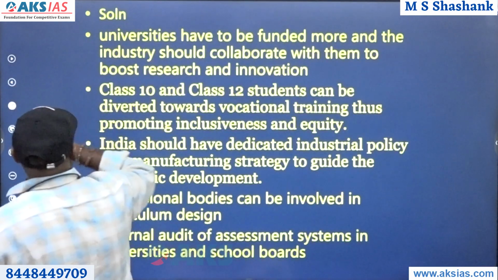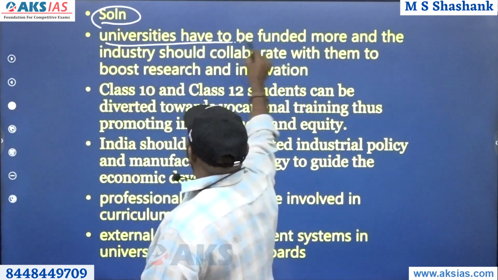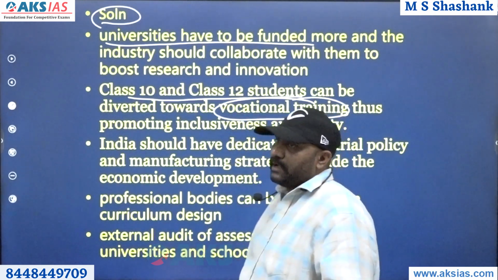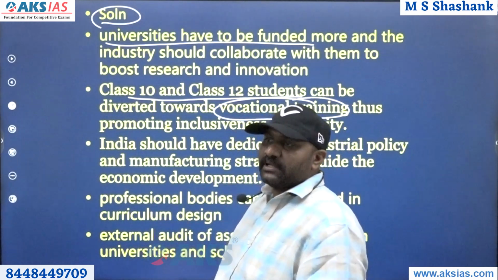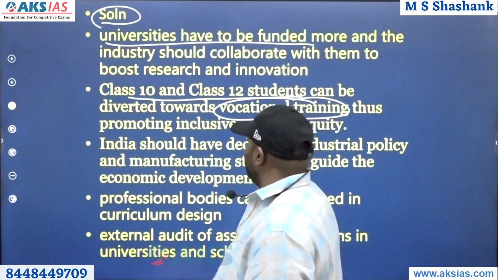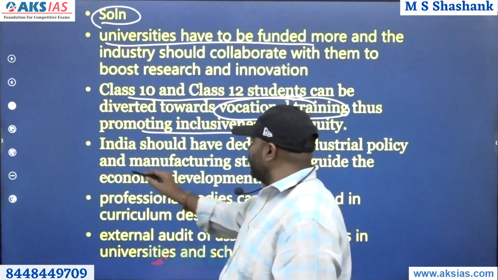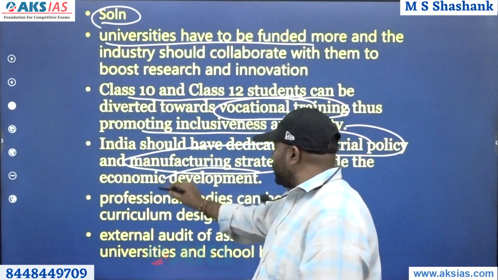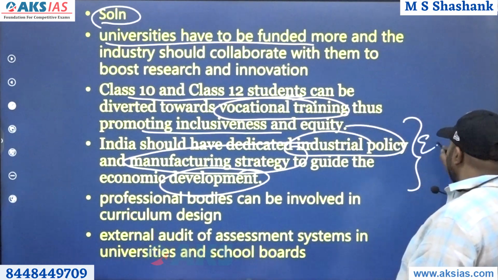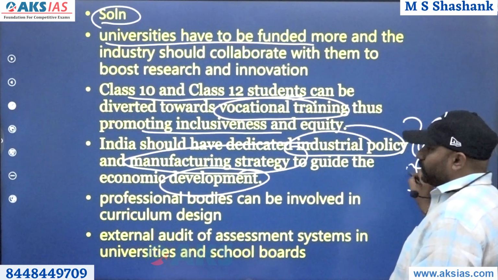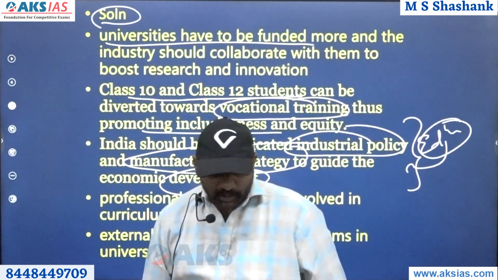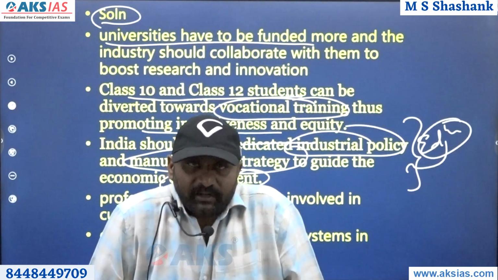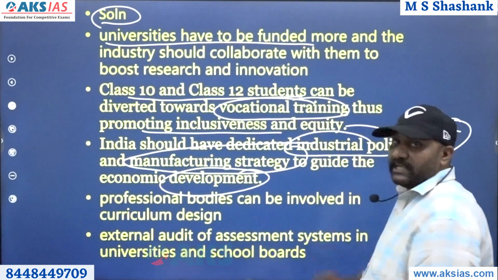So moving ahead, what is the solution? Universities have to be funded, that is one thing. Class 10 and class 12 should be given vocational training because their studies should be useful in some purpose, to at least meet the basic needs of the family. Next, promoting inclusiveness and equity. India should have a dedicated industrial policy, manufacturing strategy, and economic development, all with respect to the education of the students, of the youth. The problem is a lot of people only study, there is a lot of investment which happens, there is a lot of money which is spent, but at the end of the day employability has been a great factor. So for that to happen, I think this has to change.